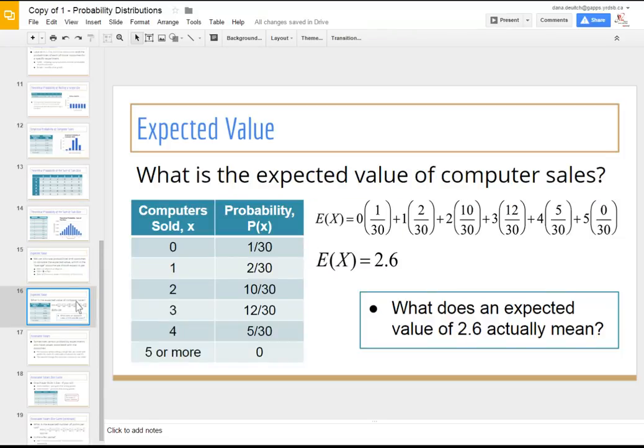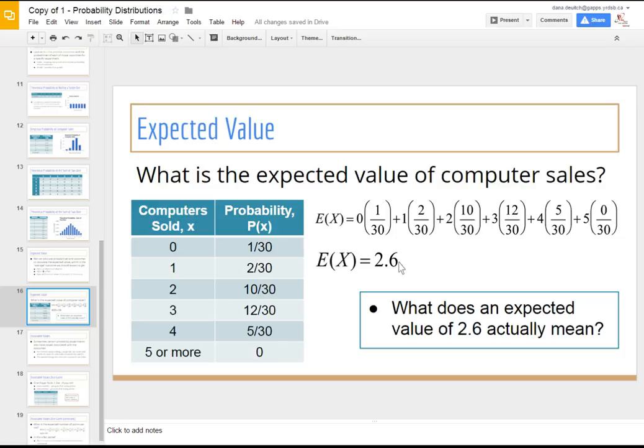Here's an example. Again, we're looking at our computer sales. You can see the probabilities here. So the number of computers sold 0 times the probability that that happens. Selling one computer times the probability of that happens. We've done this before. We multiply across the row and then we add up all of those results. So I get an expected value of 2.6.